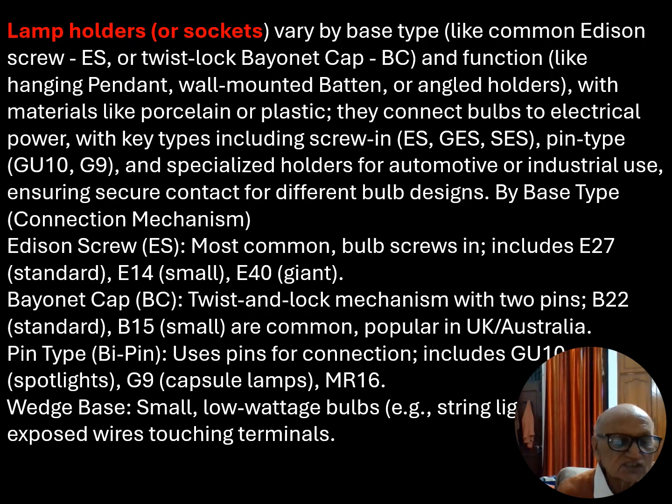Bayonet cap BC. This is twist and lock mechanism with two pins, B22 and B15. These are common in UK, Australia, and India. It may be pin type bipin. Uses pin for connection, including GU10. These pin type are not used in India, but you may find them for fittings imported in India from foreign countries.